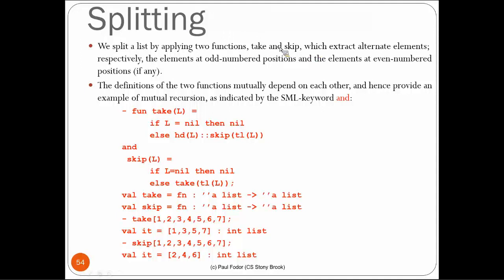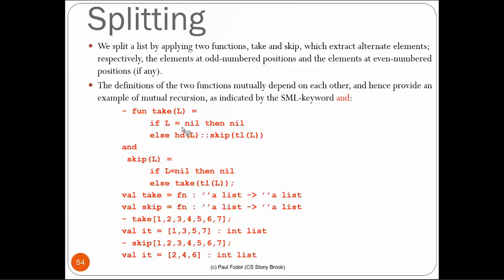So we are going to split this list using these two mutually recursive functions, take and skip, which alternate elements. The elements at odd number positions will be taken in take, and the elements in the even number positions will be taken in skip. The definitions of these two functions mutually depend on each other, and as we saw in the previous example, we are going to use the SML keyword AND to join the two definitions together into one definition.